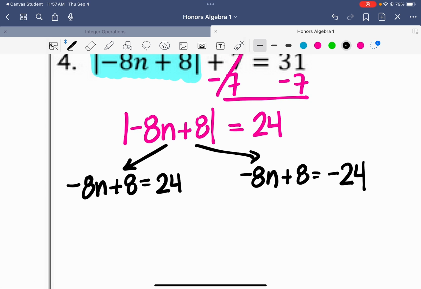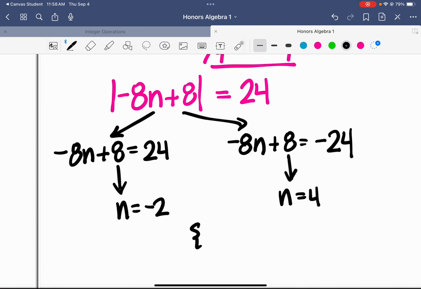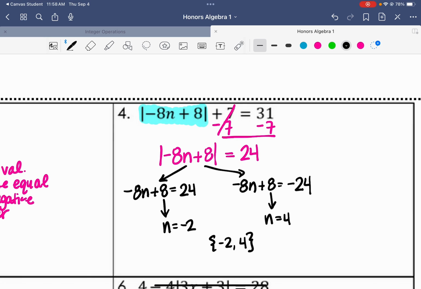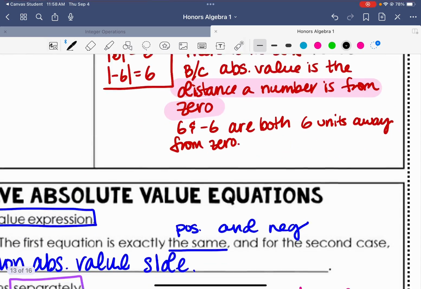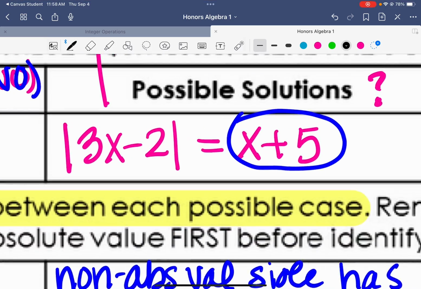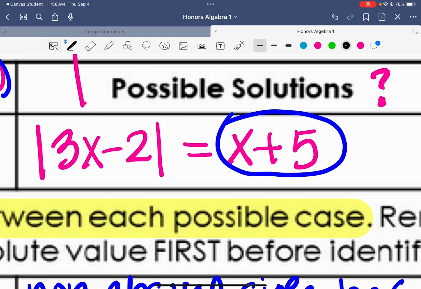All right. This one becomes n equals negative 2. This one becomes n equals 4. So this could be negative 2 or 4. Those would be our answers. Okay. I'm going to move us on to extraneous, the ones we have to check for extraneous. Remember, those are the ones that have a whole variable expression on the other side, not just numbers on the other side.